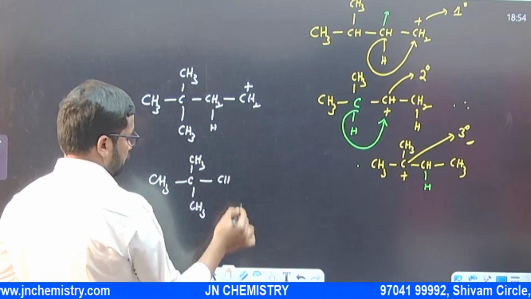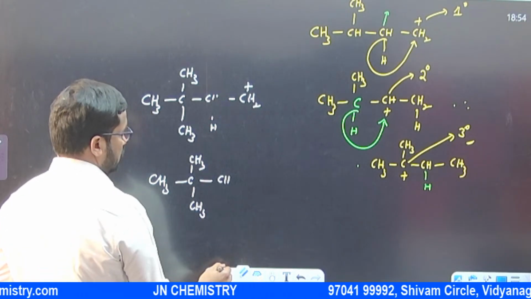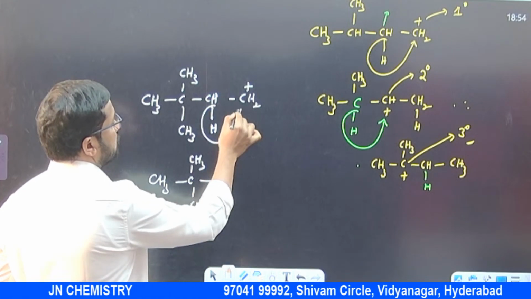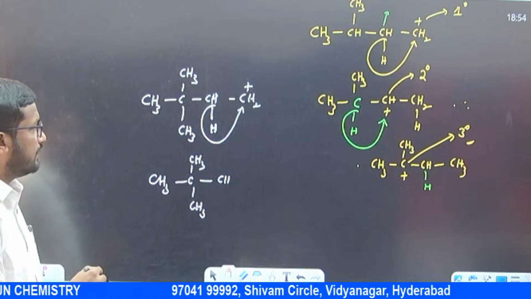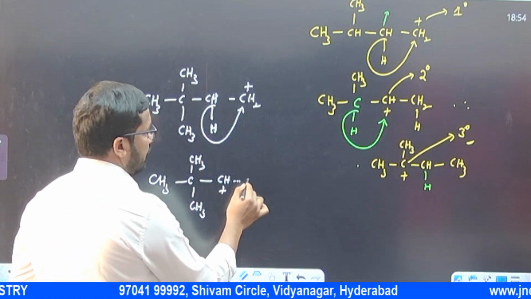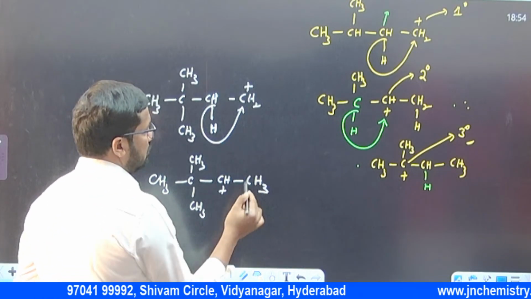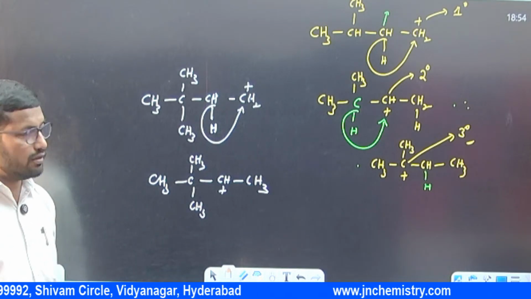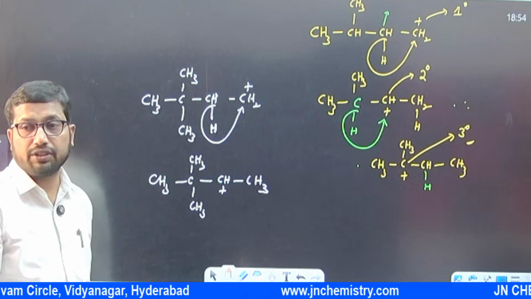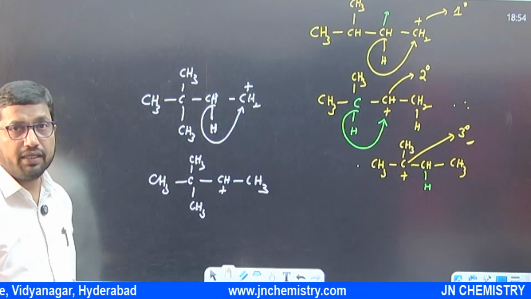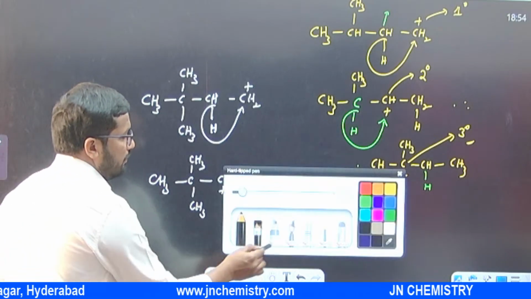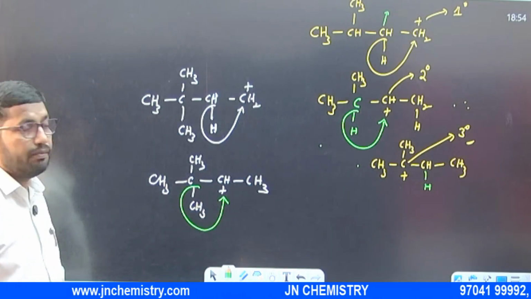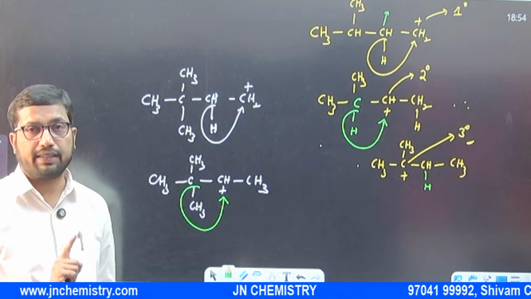So this is the hydrogen. First rearrangement takes place, we'll get a secondary carbocation. Earlier we did a hydride shift, but in this case there is no hydrogen, a methyl group is there. So we can do a methyl group rearrangement also.